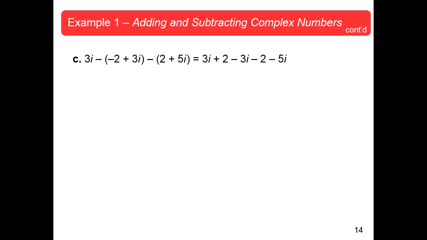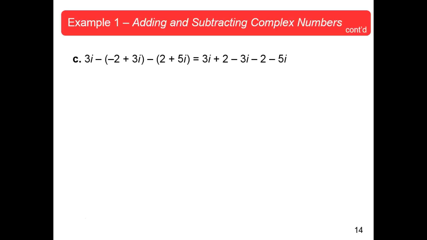Whoa, bunches of them here. What can you do with that? Say again? With one little change. Negative 5i. Because you notice with your real parts, you have a minus 2, which is plus 2, minus 2, that adds to 0. 3i minus 3i, that adds to 0. All you got left is a minus 5i.